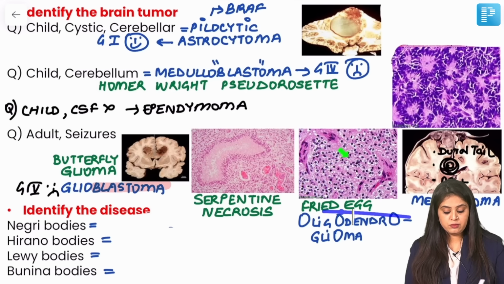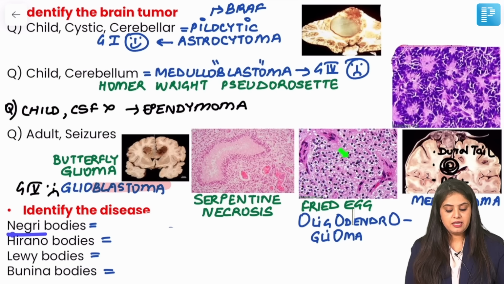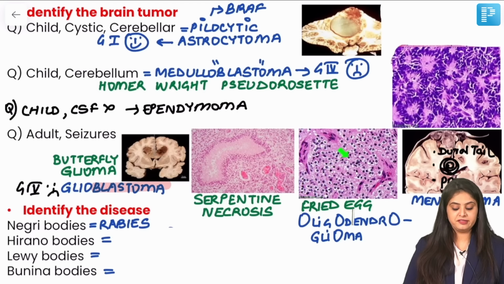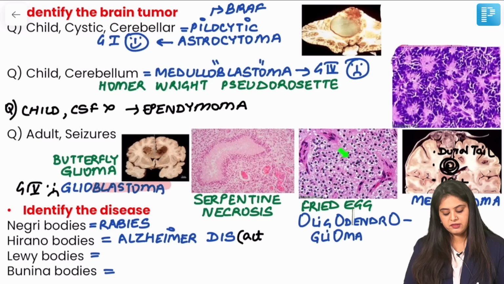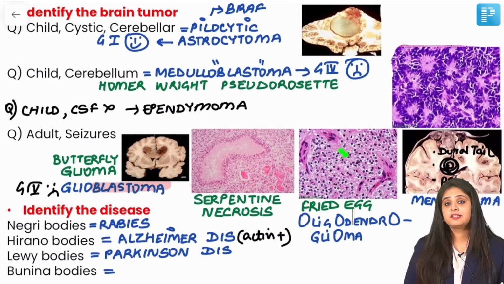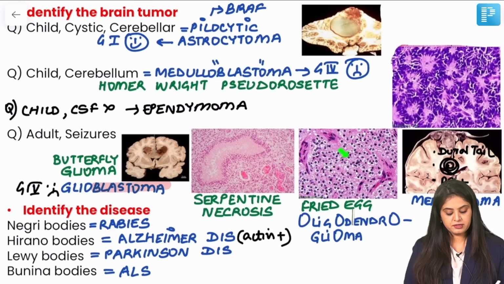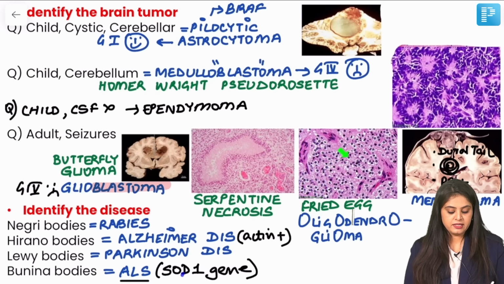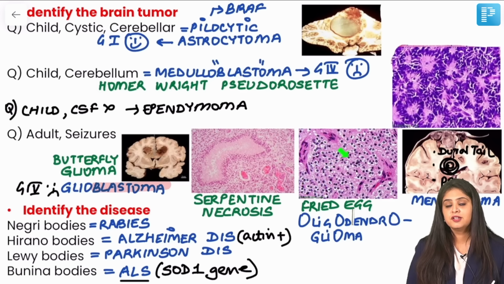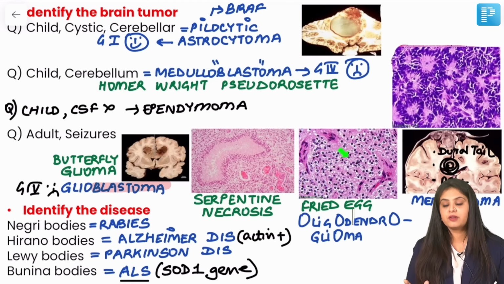Coming to next, done with the tumors, let's go to the bodies. A quick recap. Number 1, Negri bodies for rabies, you know this. Number 2, Hirano bodies is seen in Alzheimer's disease. And remember, Hiro ko actin karana, so this is the one that is going to be positive for actin. Coming to Lewy bodies, which are seen in Parkinson's disease. And Bunina bodies, which I think could be somewhere in the exam this time, seen in amyotrophic lateral sclerosis. Because last time they asked you what is the gene mutated in amyotrophic lateral sclerosis, that is SOD1 gene. If they go one step ahead, they could ask you what is seen in ALS, and that is Bunina bodies, a disease which was also there in Stephen Hawking, who's been trending nowadays for not very good reasons.